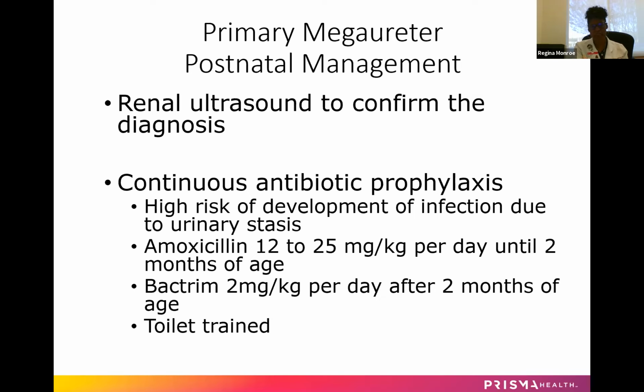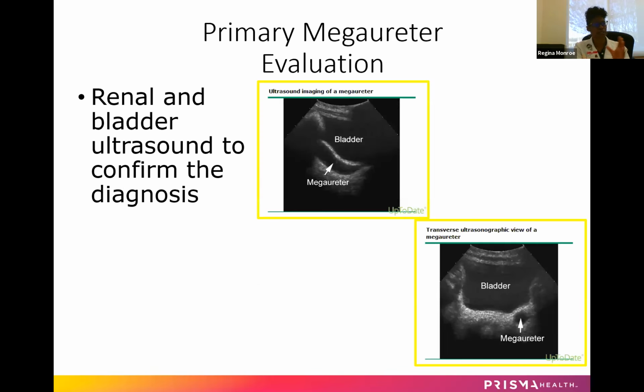it is typically recommended that we do continuous antibiotic prophylaxis until the child is toilet trained or there is resolution of the megaureter. So to go back to the initial evaluation, again, prenatal ultrasonography detected, then postnatally doing an ultrasound to confirm the diagnostic findings. And here, again, the classic pictures of what you see here with the bladder, the dilated ureter behind the bladder, and then here in another view, again, the dilated ureter running behind the bladder.